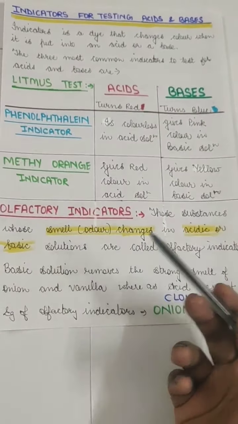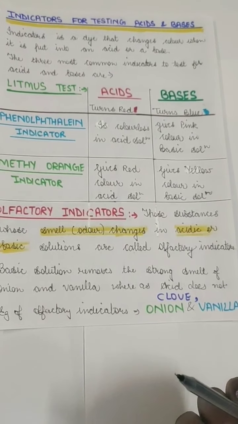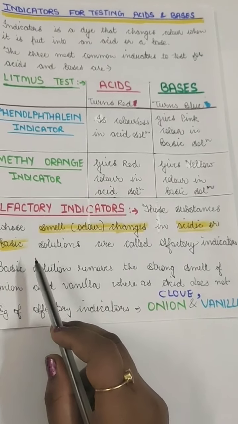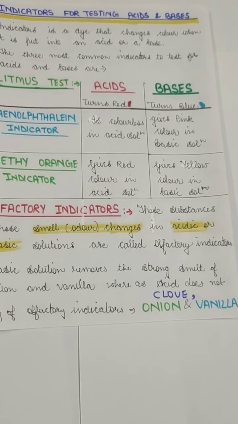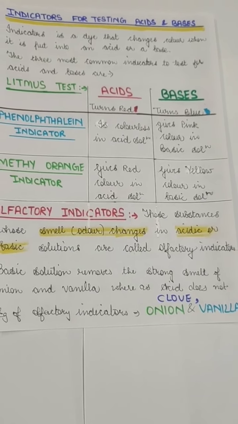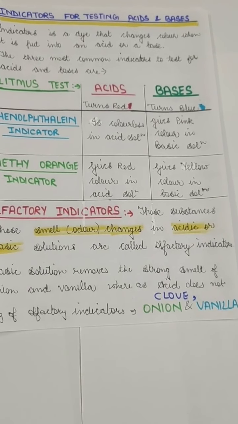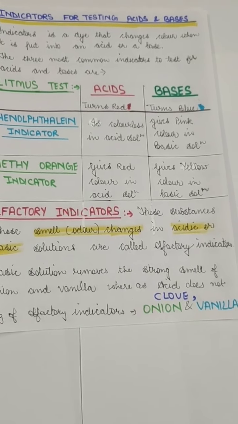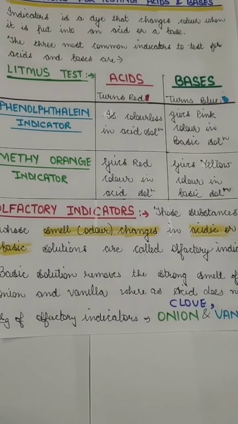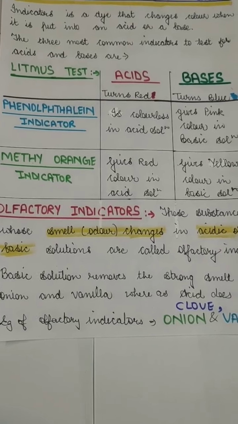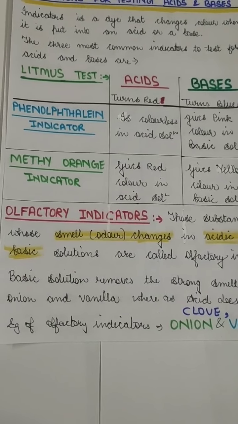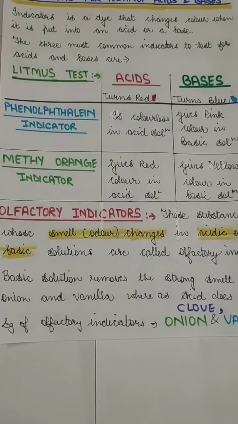What are olfactory indicators? These are the substances which change their smell or odor when they are mixed with acidic or basic solutions. If we take some onion, chop it, and keep it in a plastic bag, and then keep some thin strips of cotton cloth along with it, and add a drop of acid on one strip and a drop of base on the other strip, when we smell those strips, we'll find a difference because onion has a peculiar smell.